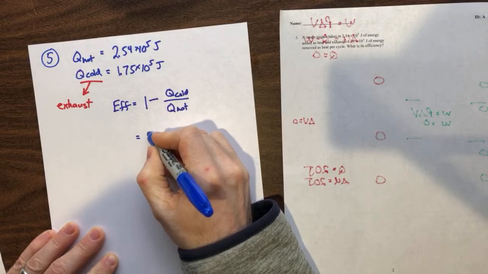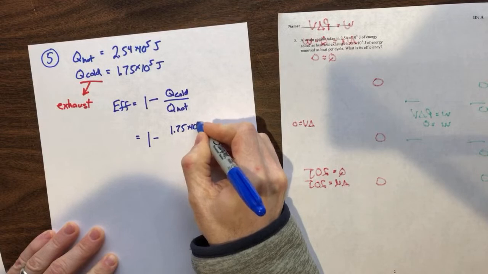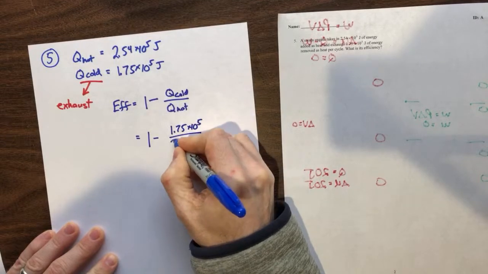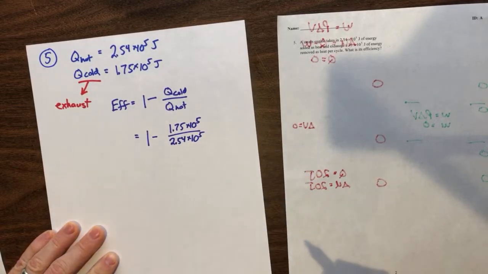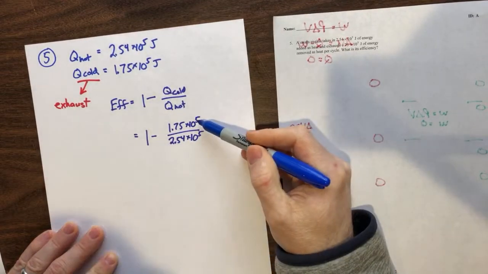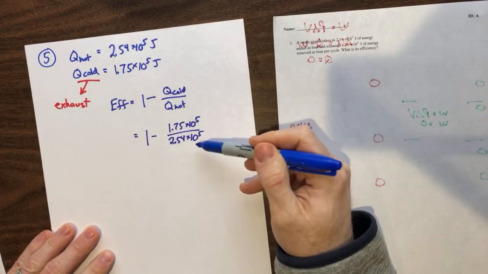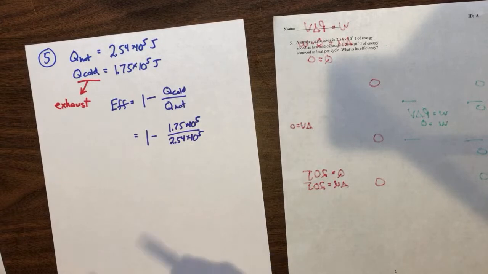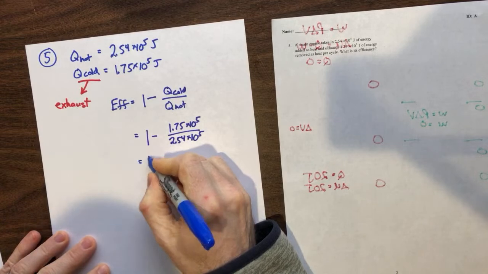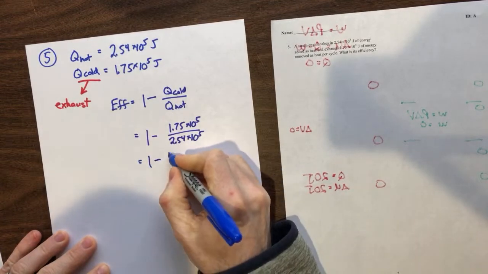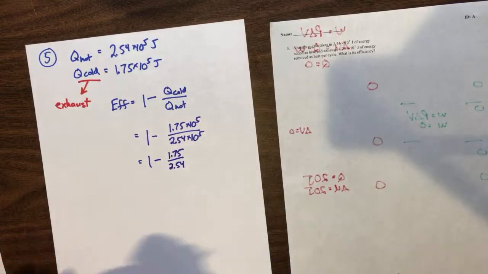Okay? So we have 1 minus 1.75 times 10 to the 5th over 2.54 times 10 to the 5th. The first thing that we notice is that we have 10 to the 5th on the top and 10 to the 5th on the bottom, so we honestly don't need to worry about those. 10 to the 5th over 10 to the 5th are going to cancel each other out. So you could put this in your calculator just like this, but also you can just do 1 minus 1.75 over 2.54, and that's going to be fine too.